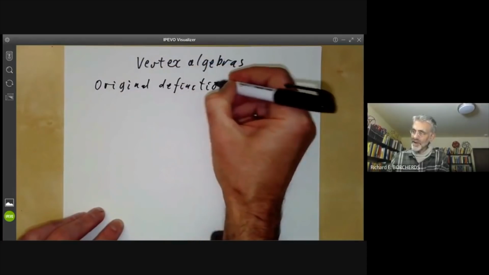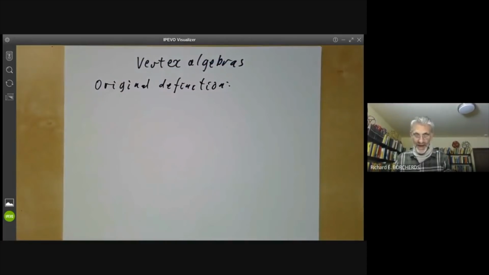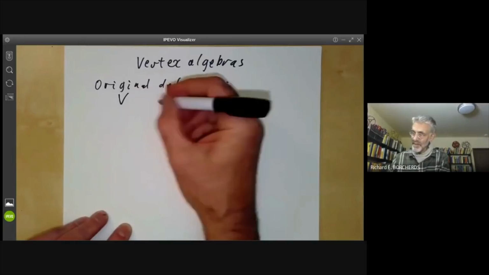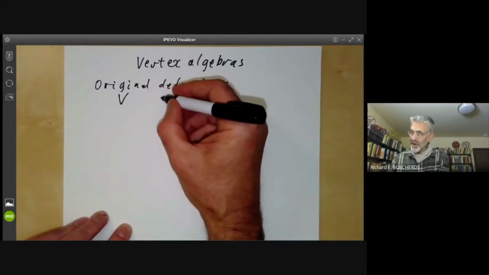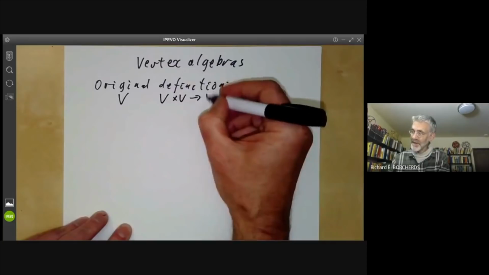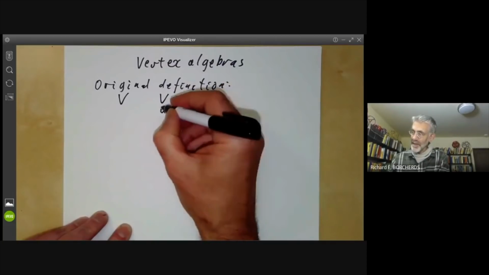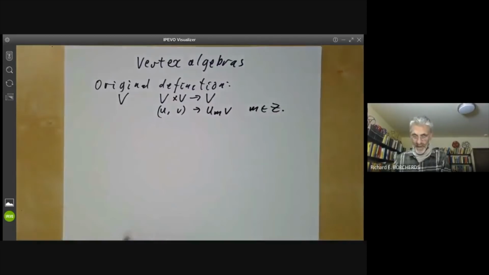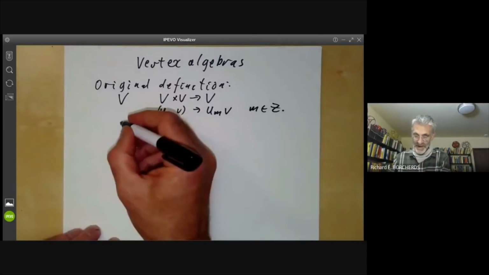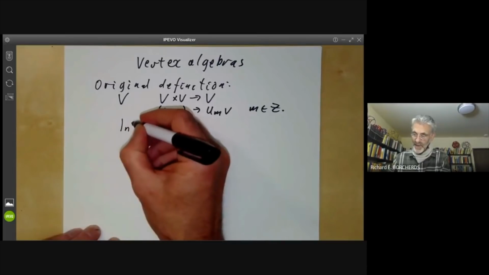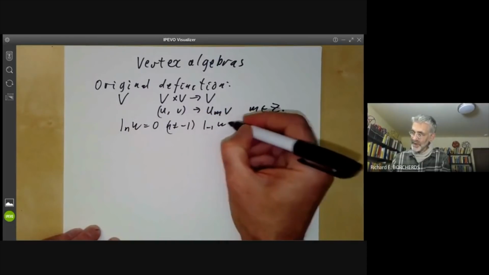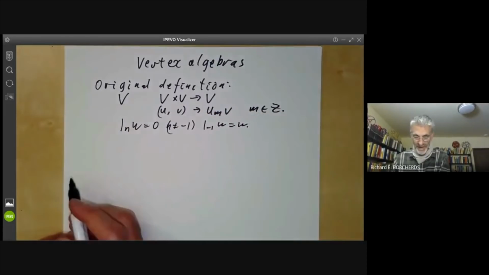Now, the original definition is really clumsy and a total mess. So it looks like the following. What we do is we have some sort of module V, and we have an infinite number of products on V, taking V times V to V, taking u and v to a product u_m v, where m is an integer. And these products satisfy various identities. So V has a sort of identity element 1 such that 1_n w is 0 for n not equal to -1, and 1_{-1} w equals w. So that's a sort of analog of the identity.